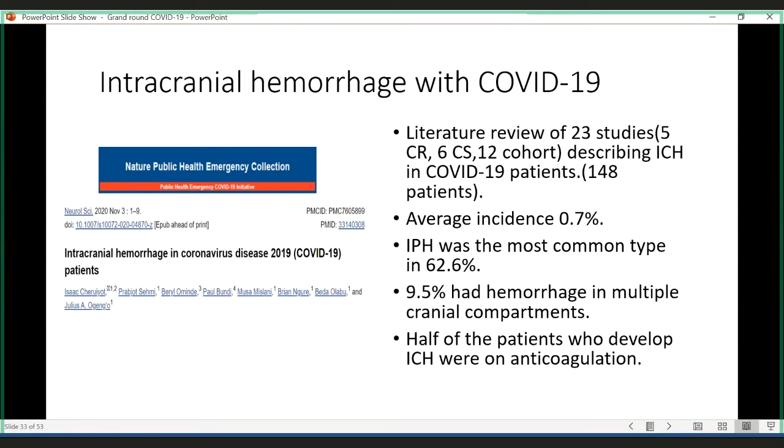9.5% of the patients had the hemorrhage in multiple cranial compartments, and 50% of the patients in this study were on anticoagulation before the intracranial hemorrhage happened, either for prophylaxis or treatment of DVTs or pulmonary embolisms.